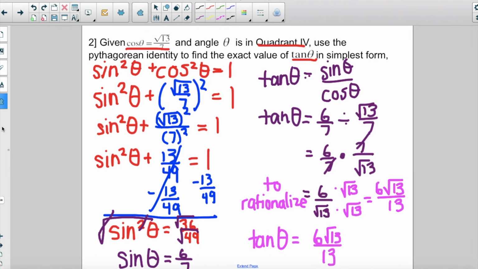We're missing one piece of information. This is in quadrant 4. If we think back to our signs, to All Students Take Calculus, we're in the fourth quadrant. The fourth quadrant is where C is. C means only cosine is positive, and since we have tangent, that has to be a negative. So this here is our answer.